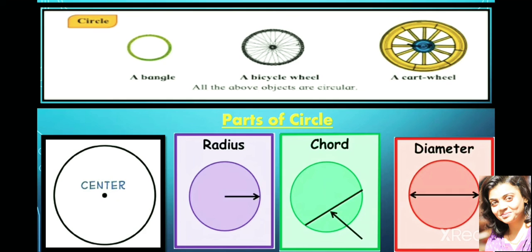Now the next point is circle. They have given some examples of circle, that is a bangle, a bicycle wheel and a cart wheel. And you know that a circle also has parts. The first one is center, second is radius, then third is chord, and the last one is diameter. Now we'll see the definitions of the parts of a circle.